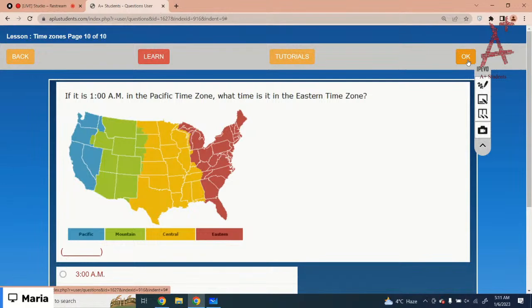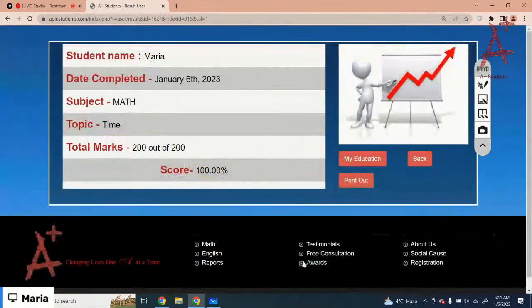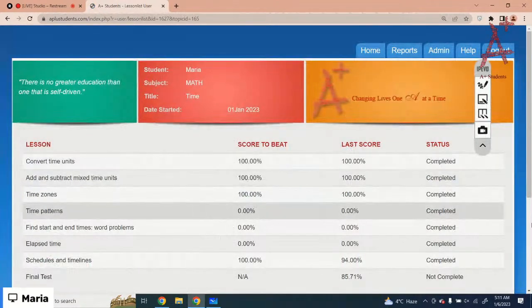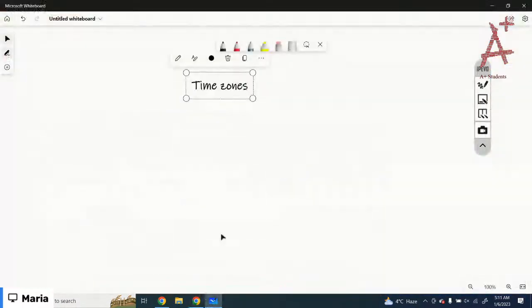Okay. We are done with the test. Let's just move on to the next topic. Got it? The next topic is time patterns. Got it? Let's just start with the lesson.